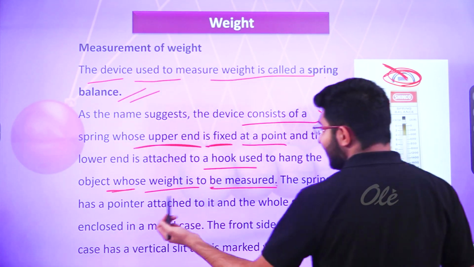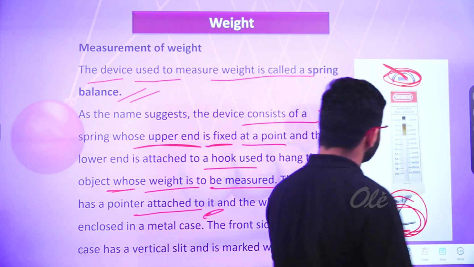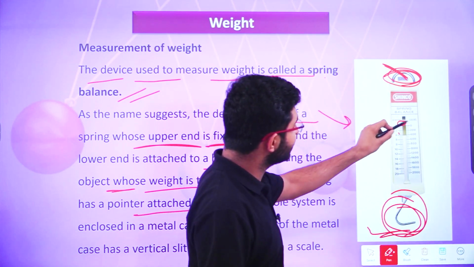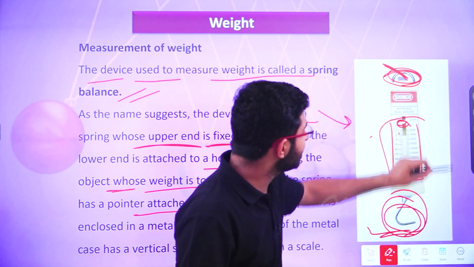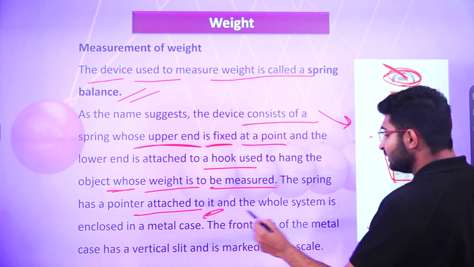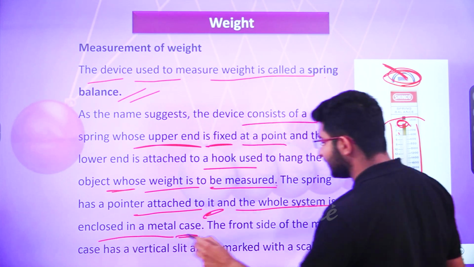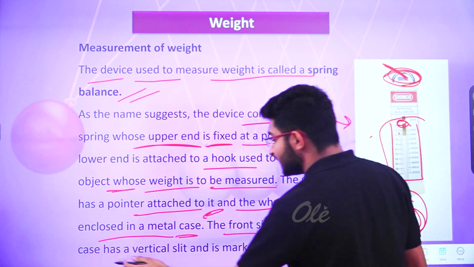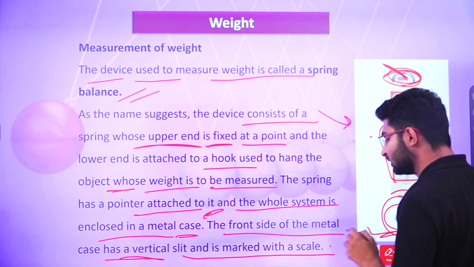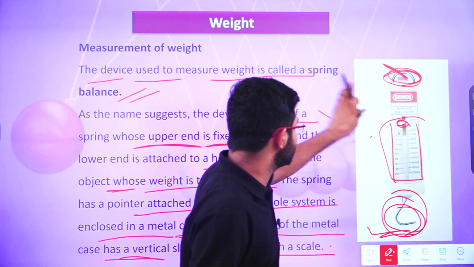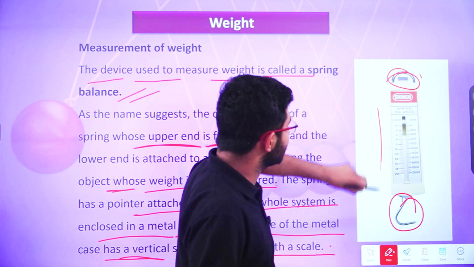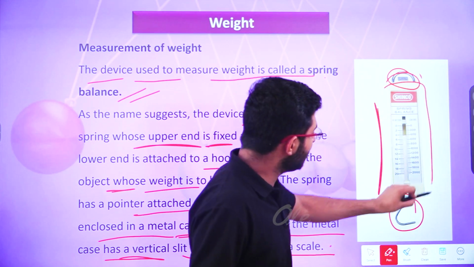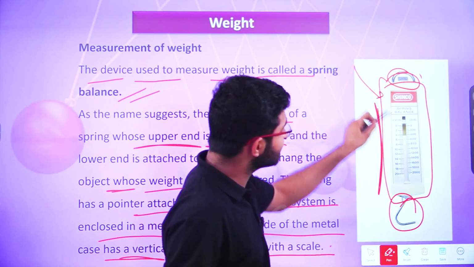The spring has a pointer attached to it. This will be the pointer, and there is always a scale over there. The whole system is enclosed in a metal case. The front side of the metal case has a vertical slit and is marked with a scale. You can see the figure over there. This will be the hook, this will be the fixed point, this is the scale, and the whole thing is under a plastic cover, or we can say a metal cover.